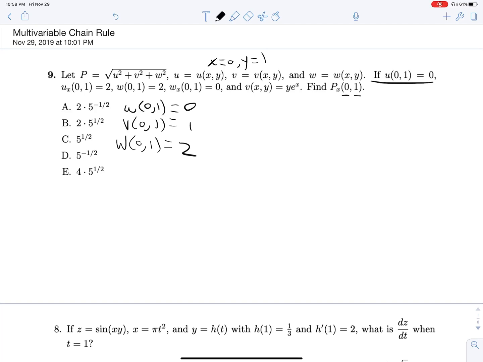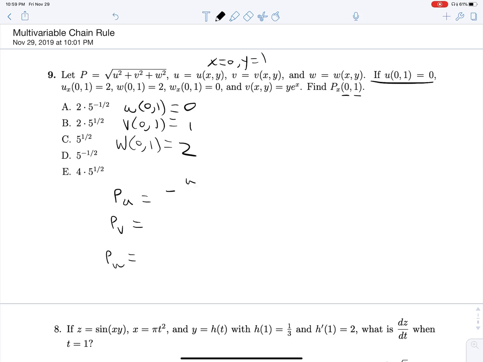And so these values are going to help us because when we take our partial derivatives of p, we will need these values because we need to plug something in for u, v, and w, and these are going to be what we use to plug in there. So let's find pu, pv, and pw. These end up being pretty simple.